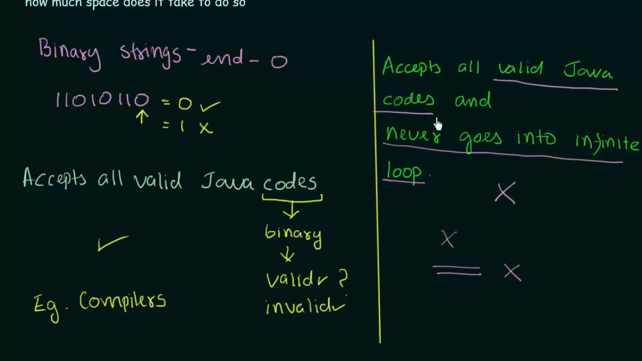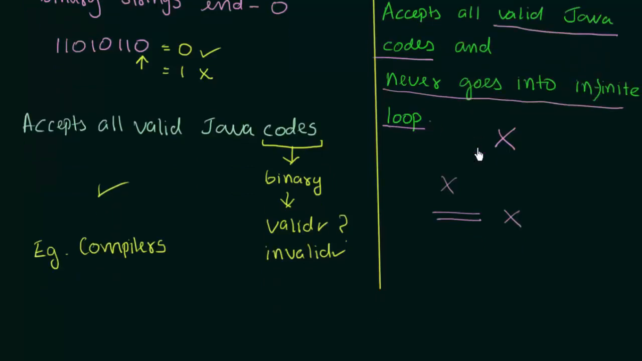Okay, so this third example has given us an idea about what kind of things we cannot compute mechanically. I hope that was clear.